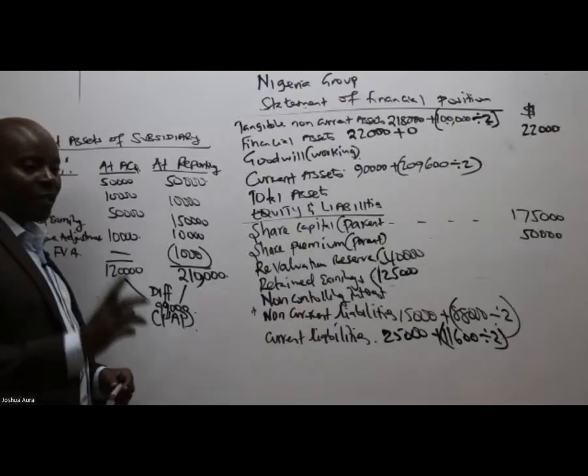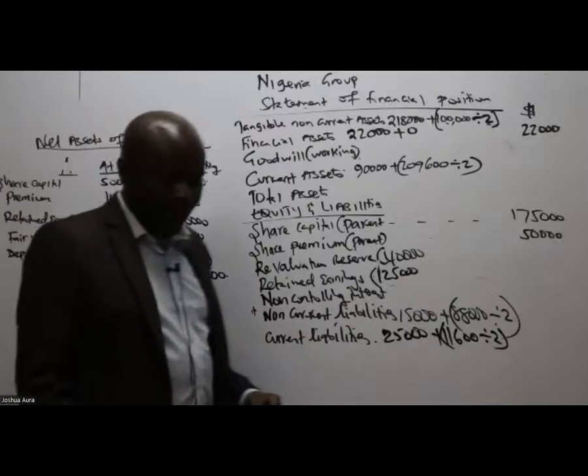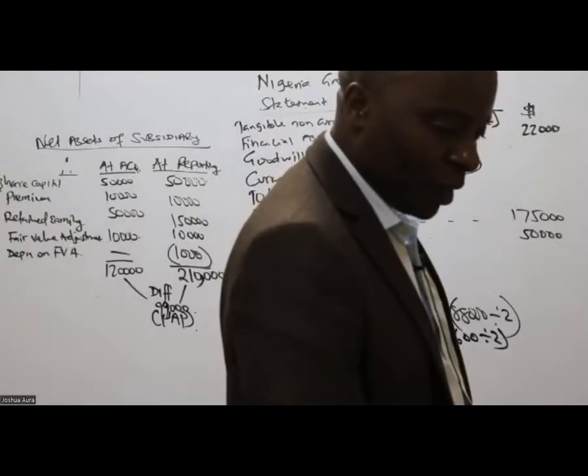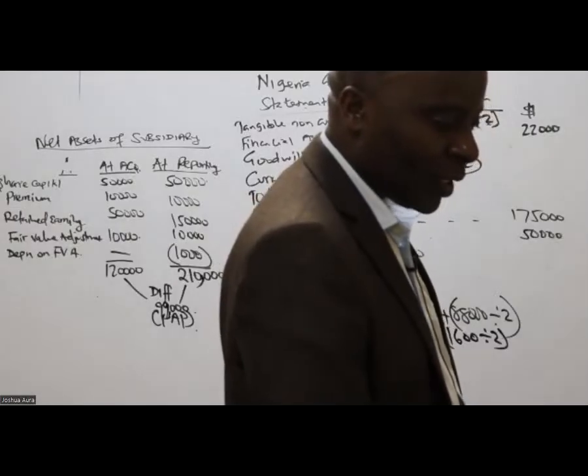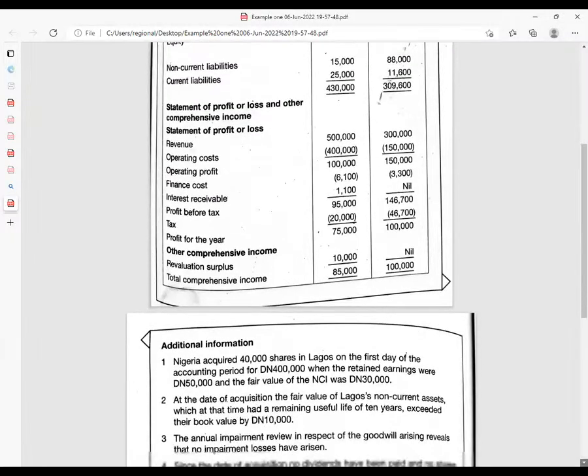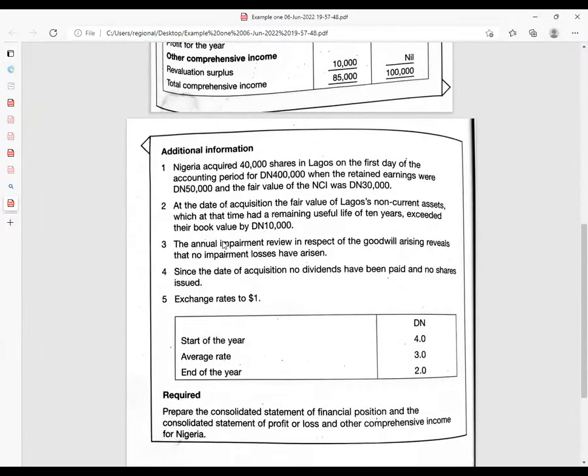If a student wants me to repeat something on this fair value adjustment, the revaluation of assets of the subsidiary when you are acquiring them. So like now here, they have told us something very nice. They've told us here at the date of acquisition, the fair value of Lagos non-current assets, which at that time had a remaining useful life of 10 years, exceeded their book value by 10,000.